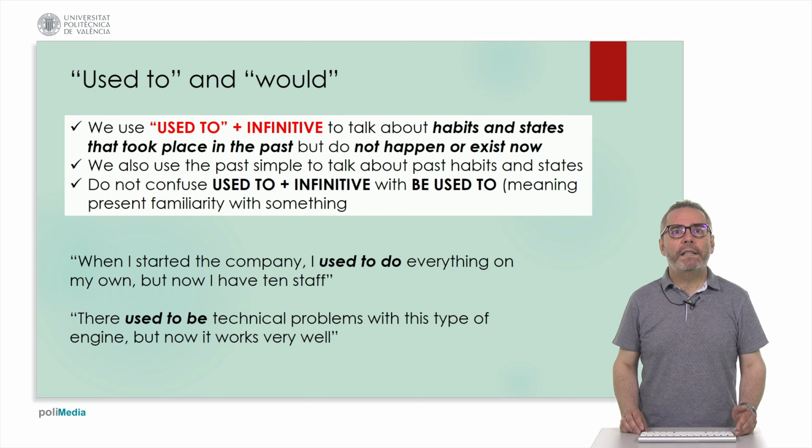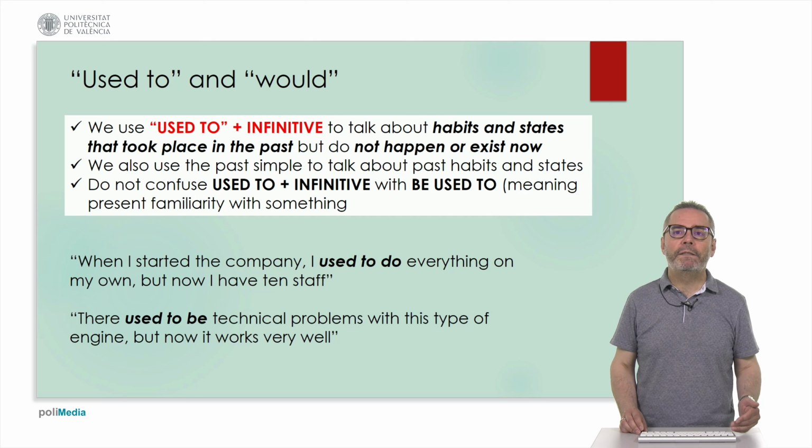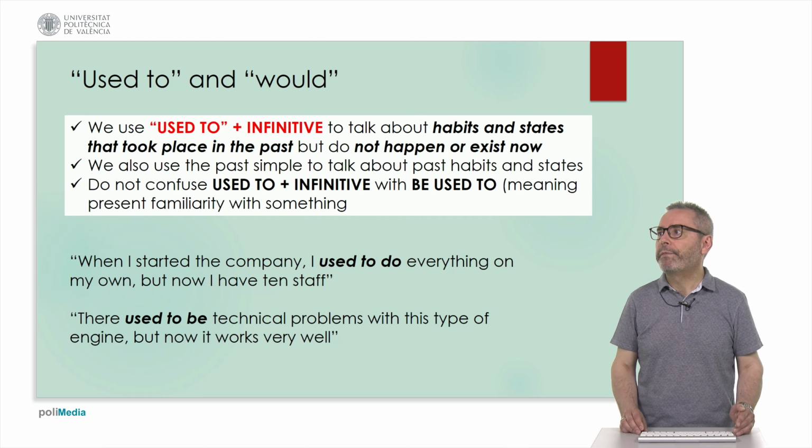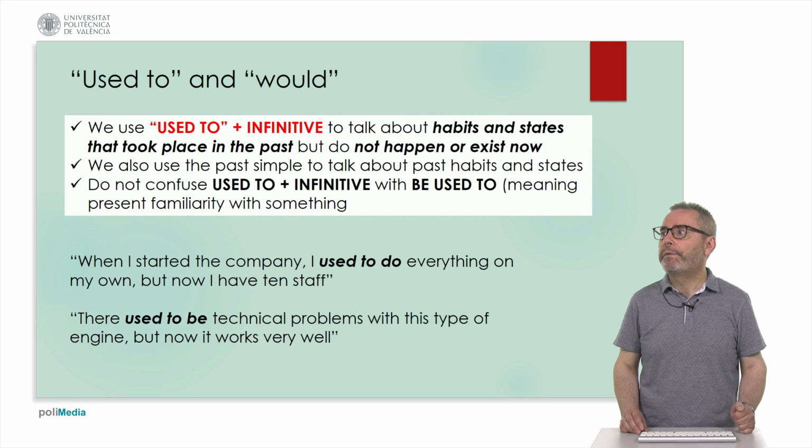Now we're going to have a look at 2 expressions that are normally related to narratives. That means when we actually express actions, activities, and events in the past. Used to and would. They are similar, but they have differences as well. Similar uses and different uses. We use the expression used to plus infinitive to talk about habits and states that took place in the past, but they do not happen or exist now, at present. We also use the past simple here to talk about past habits and states, with the same meaning as used to plus infinitive.